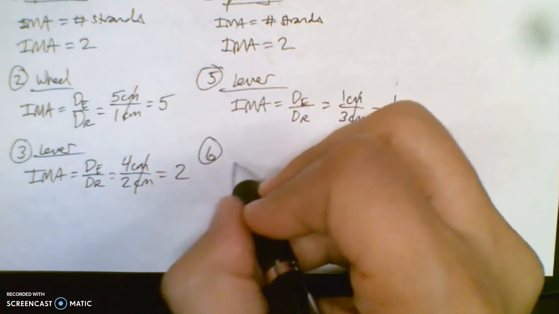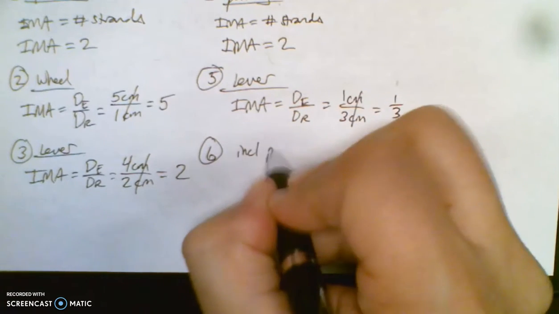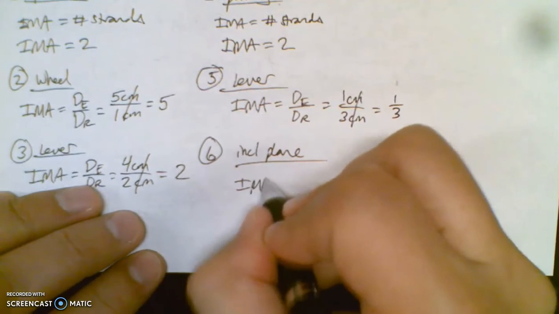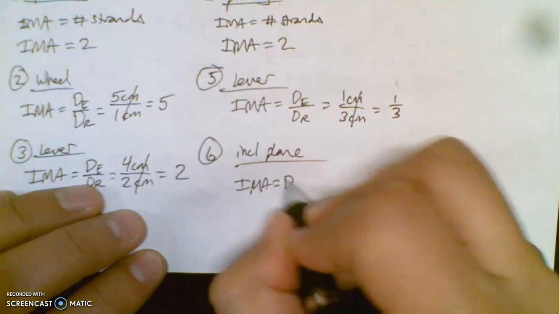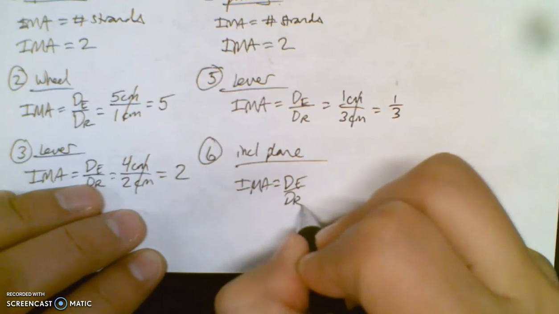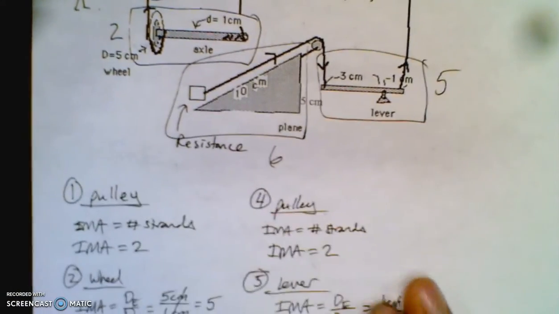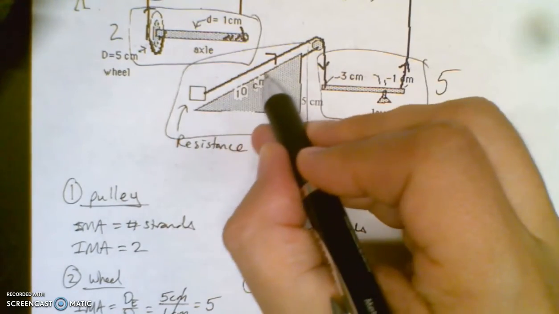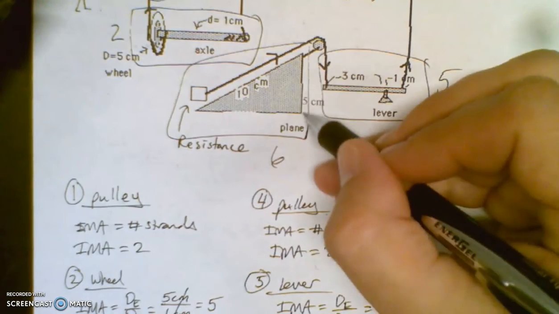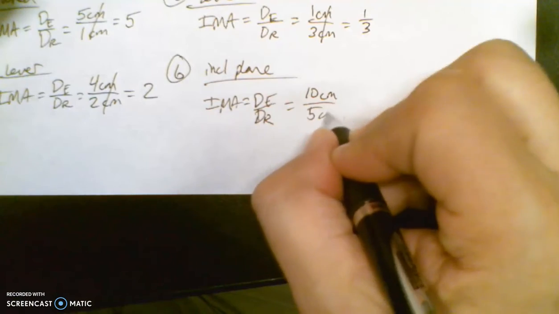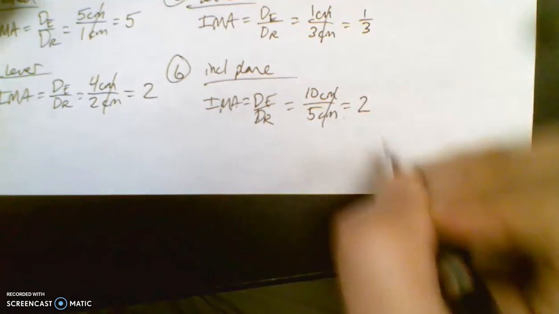And my last shape is an inclined plane. And that's IMA equals DE over DR. And on this one, DE, got to be careful on this. My effort is where I'm dragging the box, so 10 centimeters. My resistance is lifting the box 5 centimeters. So 10 centimeters, 5 centimeters is an IMA of 2.